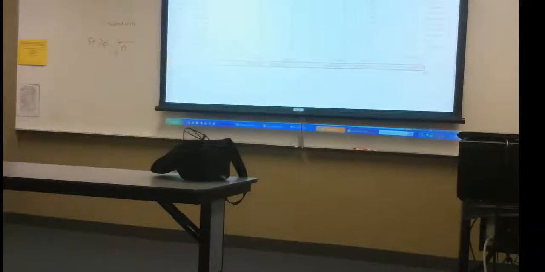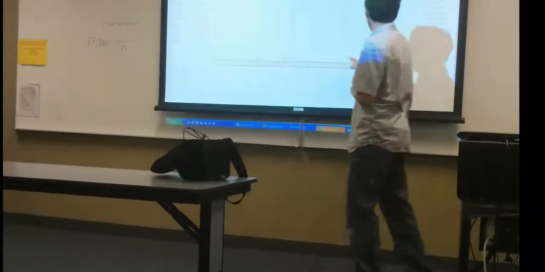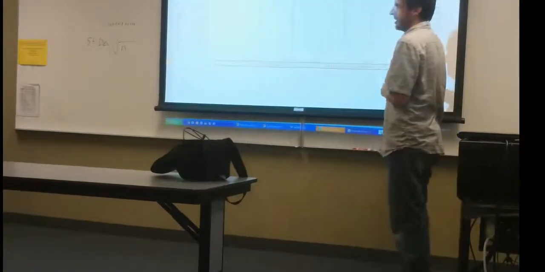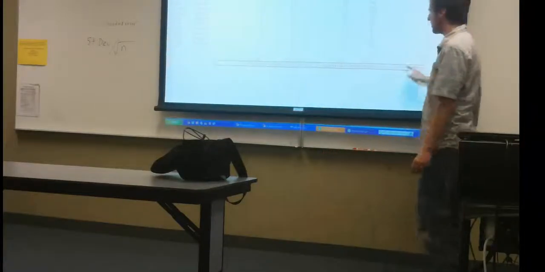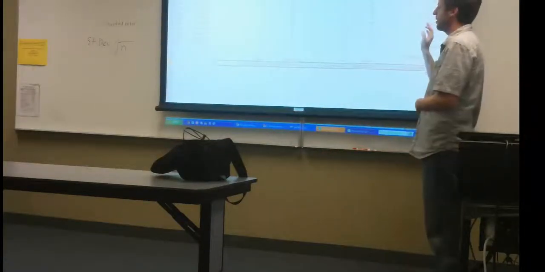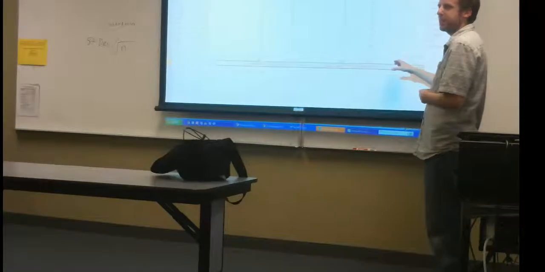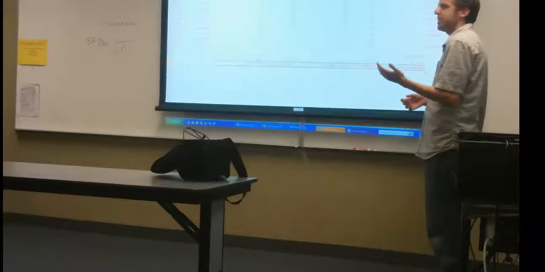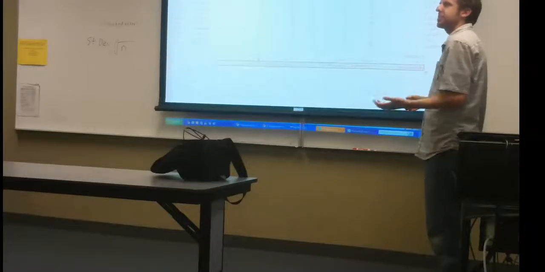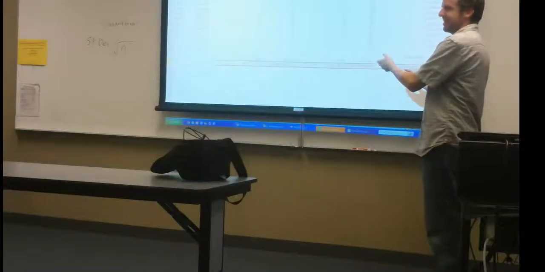So how many do we have? We have 1, 2, 3, 4, 5 means, right? And 5 standard deviations. So remember the word population parameter? All 10 of these would be population parameters because they're all population values. So we have 5 population means, 5 population standard deviations, and all 10 of them are population parameters.